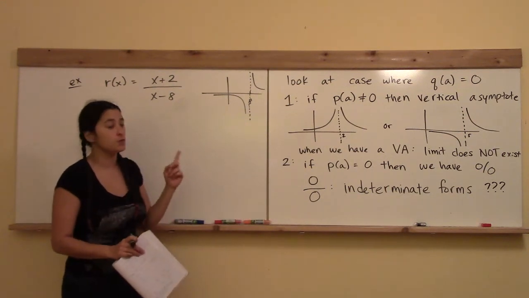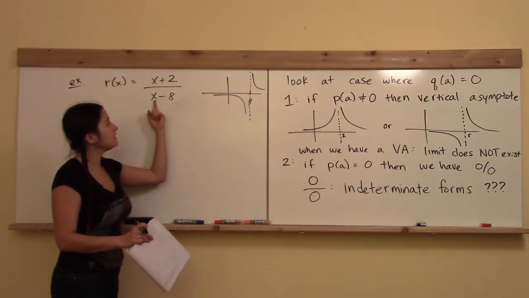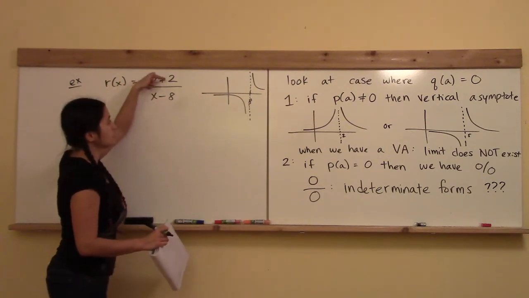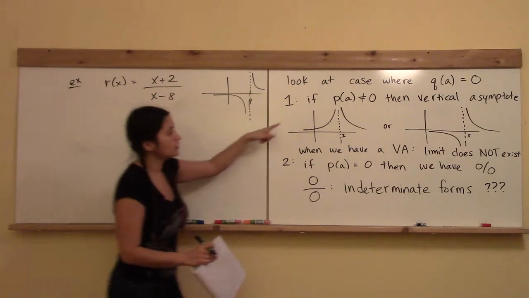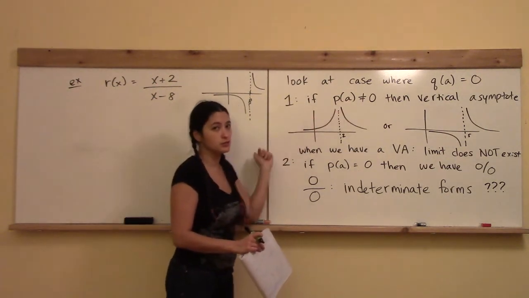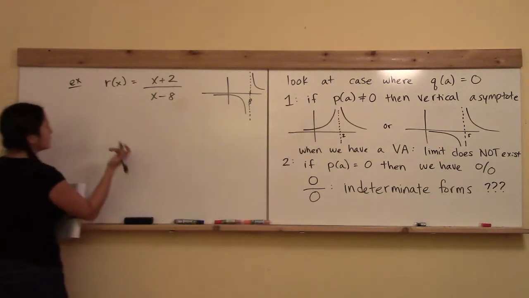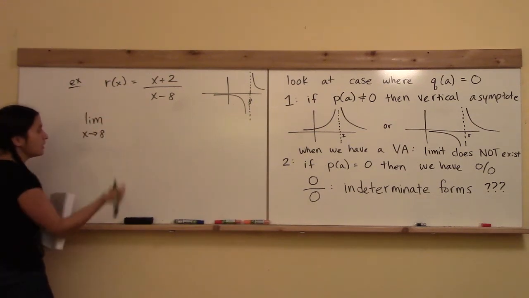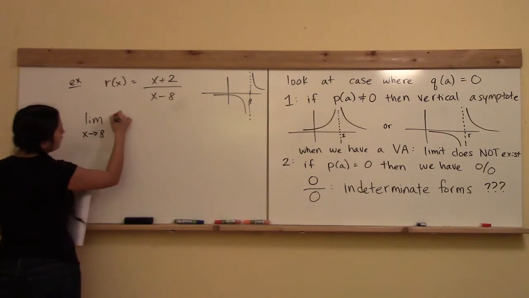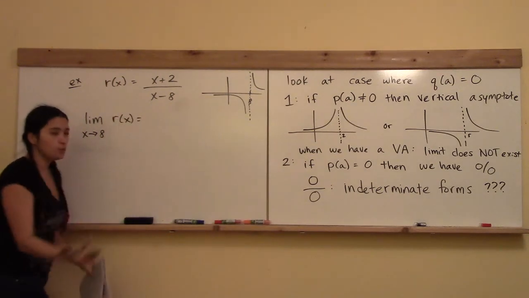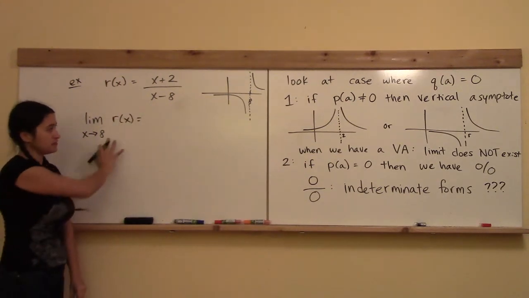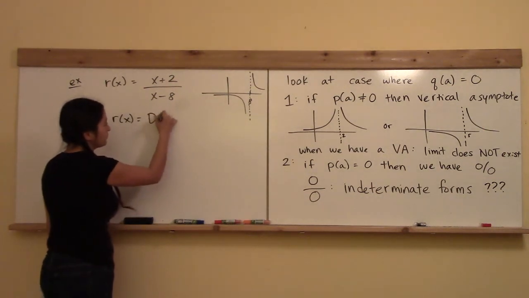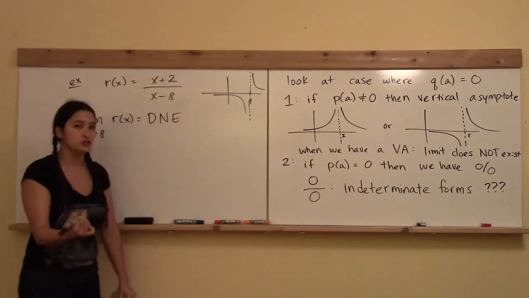And this is case number 1, where when I plug in 8 here, I get 0 on the bottom, but I get 8 plus 2, 10 on the top. So that means the numerator is not equal to 0, but the denominator is equal to 0. Okay, so let's consider the limit as x tends toward the number 8 of r of x. What do you think the answer is going to be for that if I asked you that question? Does not exist, right? That's right, because it's a vertical asymptote. So you simply answer does not exist.